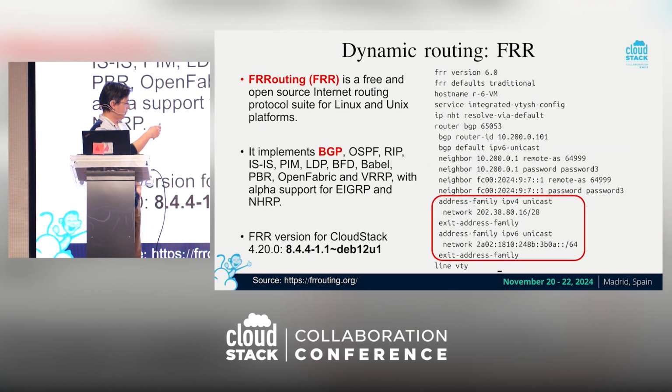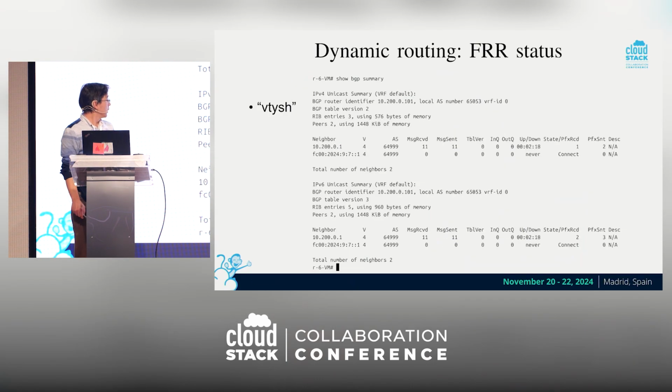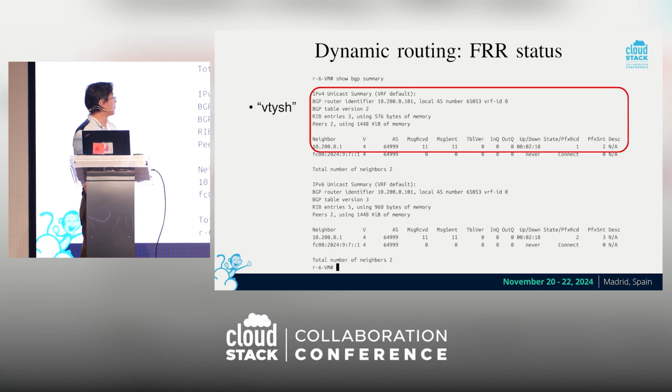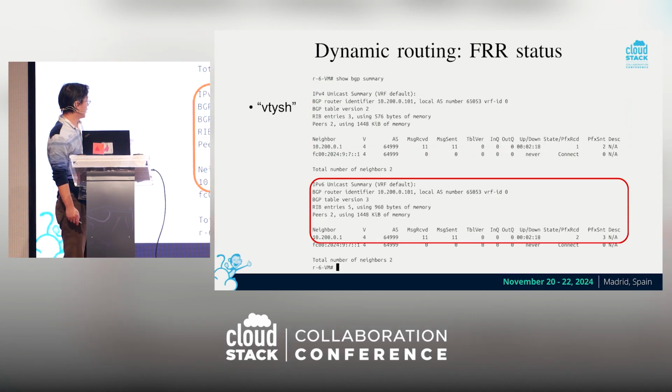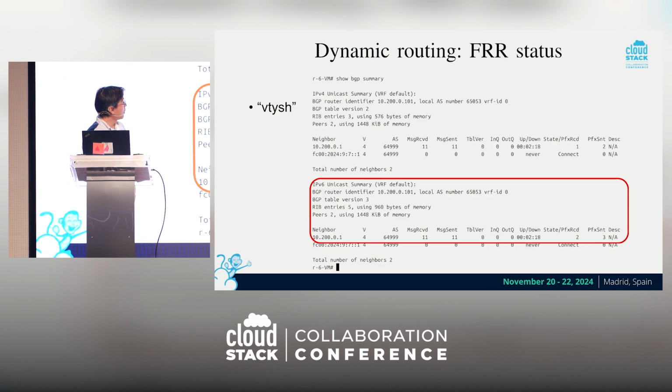The next one is the IPv4 subnet and the IPv6 subnet advertised to other routers. FRR provides a command, VTYSH, to check the state and to manage the BGP sessions. As we can see, we use unicast, so you can see that IPv4 unicast and IPv6 unicast are both working.